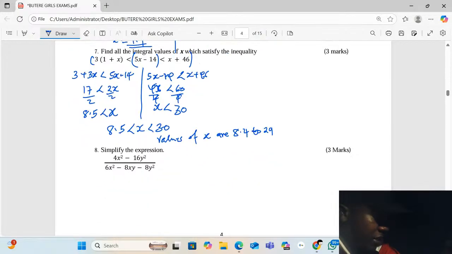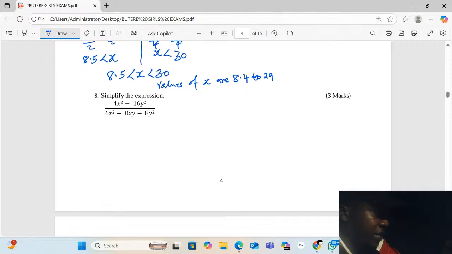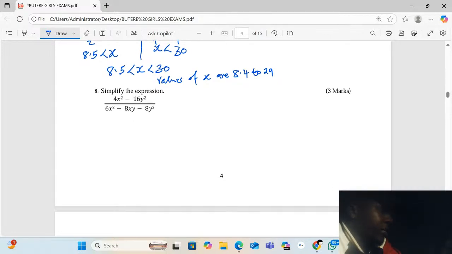Then number 8, simplify the expression. So in this expression, for us to work it out simply or without any problems, we can first of all work out the numerators and then denominators. So we can start with the numerator.